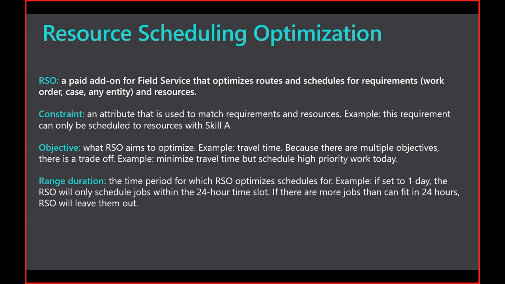And then lastly, Fei-Fei is going to talk about something called range duration. And range duration is the time period for which RSO optimizes schedules. So if I set range duration to 1 day, that means RSO will only schedule jobs within that 1 day time slot, and it'll optimize that time slot. However, if there are more jobs that can fit in that 1 day time slot, RSO will simply leave them out for the next optimization run.